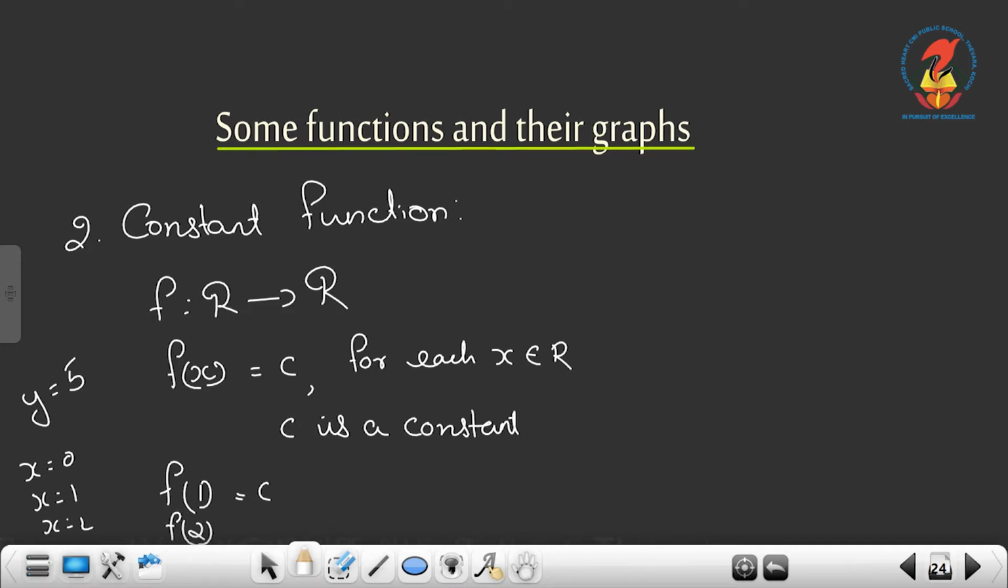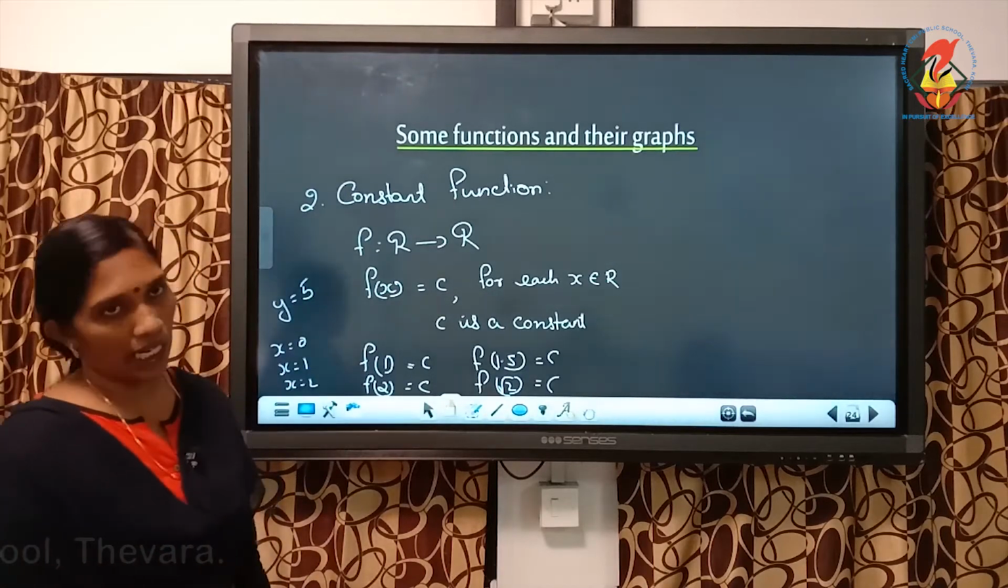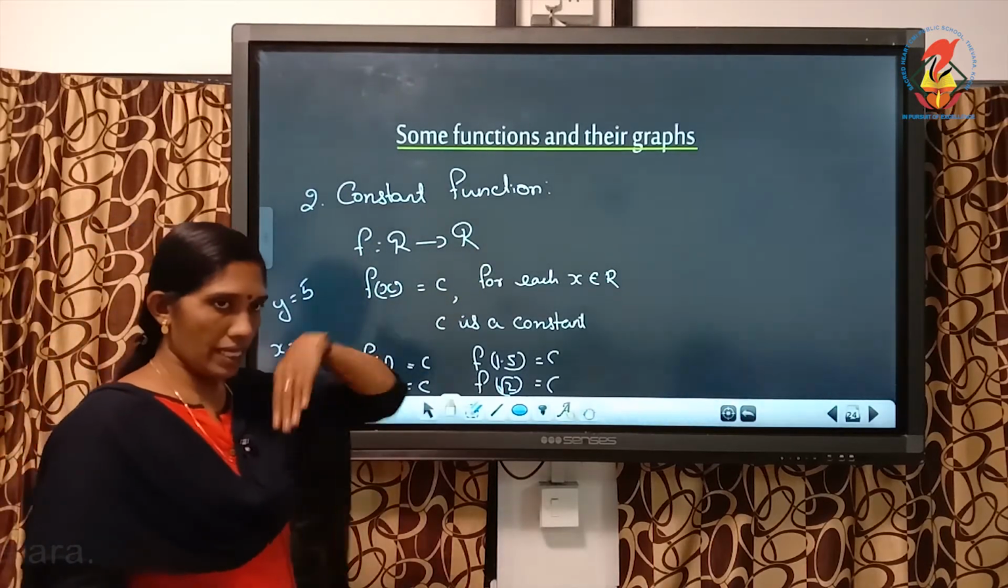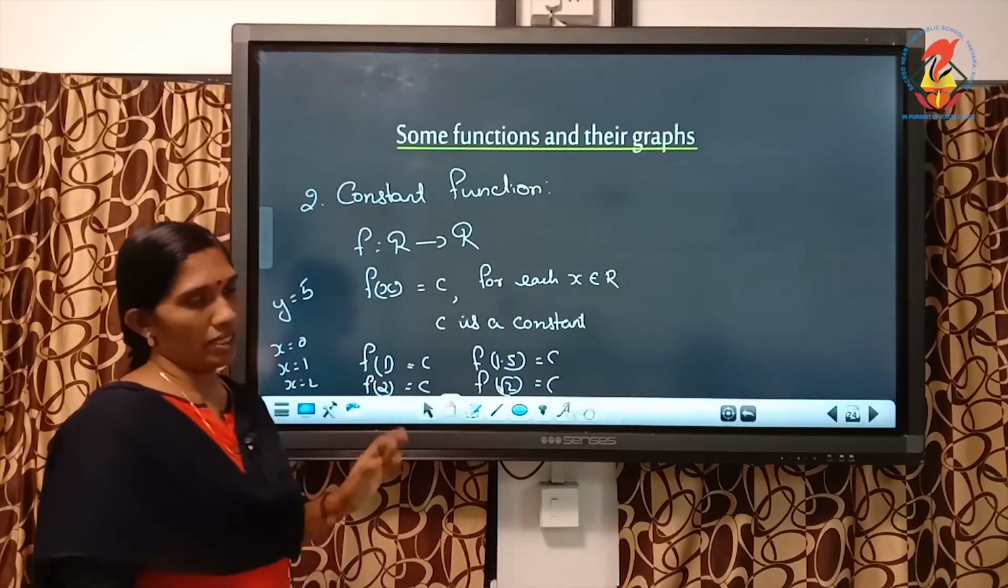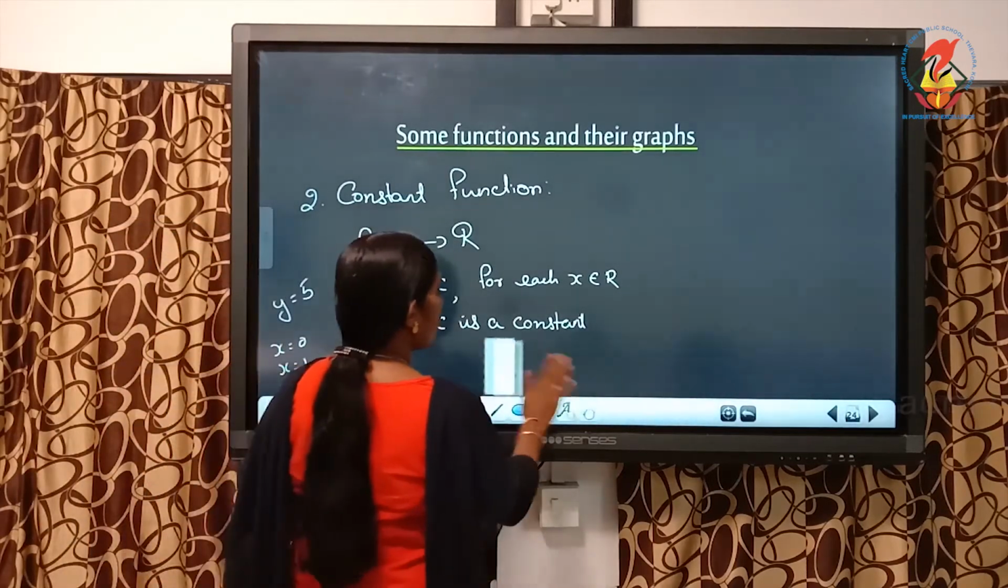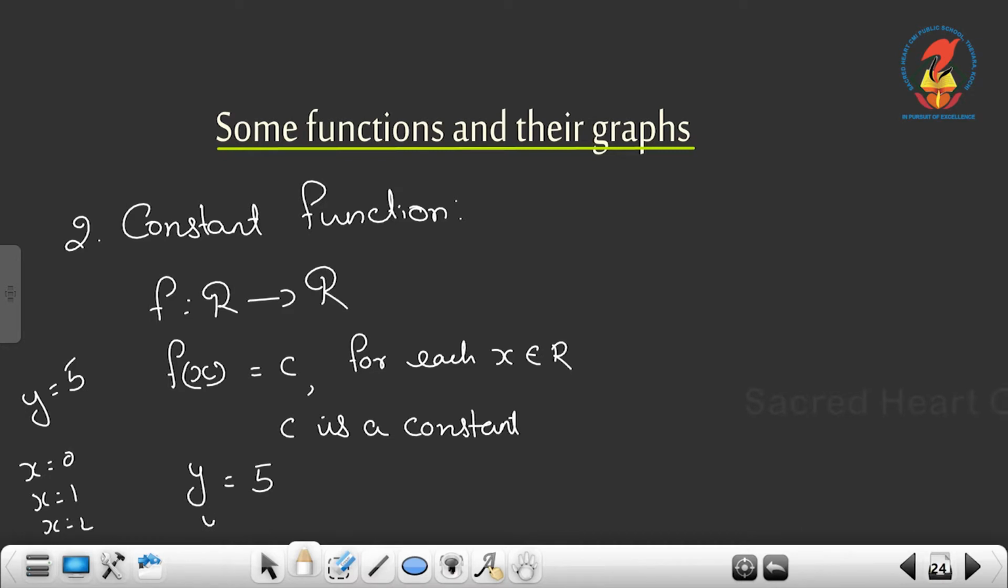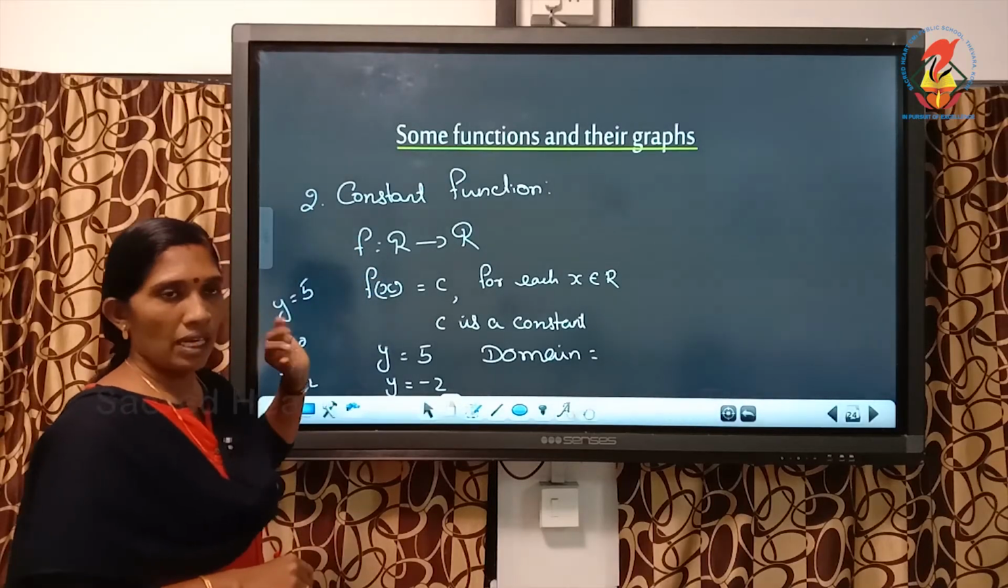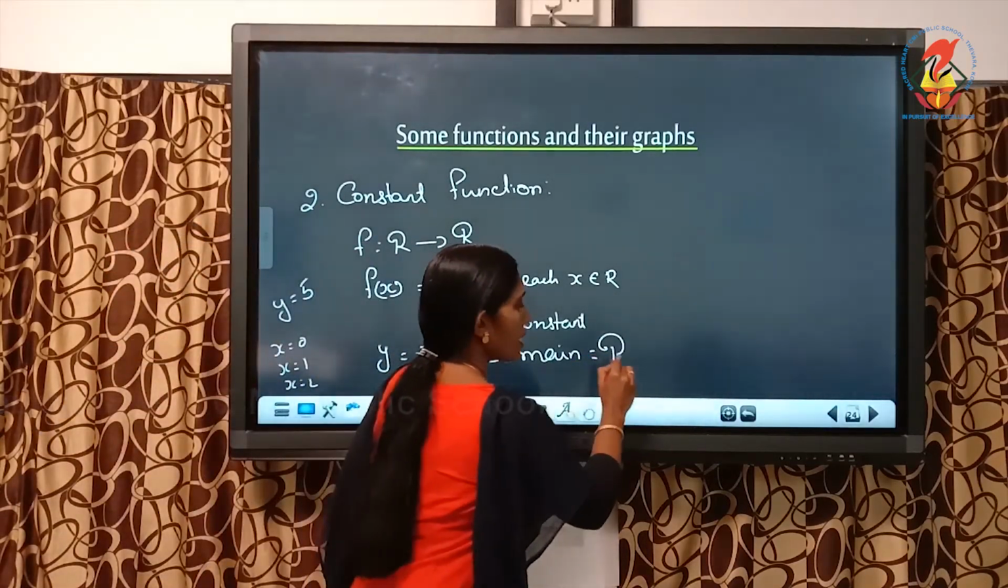So f of 2 is c, f of 3 is c, f of 1.5 is c, or f of root 2 is c. So for this x I can give any real number, but the answer part, the second number, is always this constant. So an example of this constant function is y is equal to 5 or y is equal to minus 2, that type of function. So what is the domain of this function? Domain means the set of x values, which all values we can give to this x. We can give any real number, so it is R.